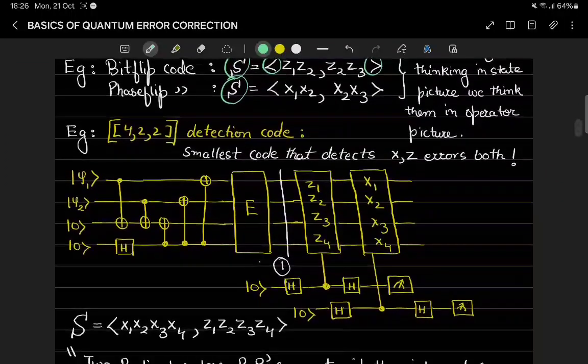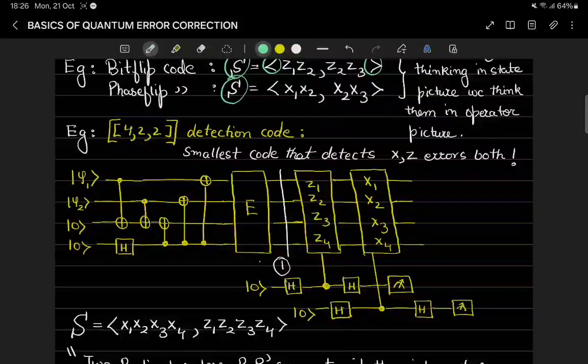In the next video I will be talking about the Shor code, which will be an example of code concatenation. I will also talk about the 422 code, which is the smallest code that detects both bit flip and phase flip errors, but it does not correct the errors, it only detects them. And that's it. So let's go to the next video.